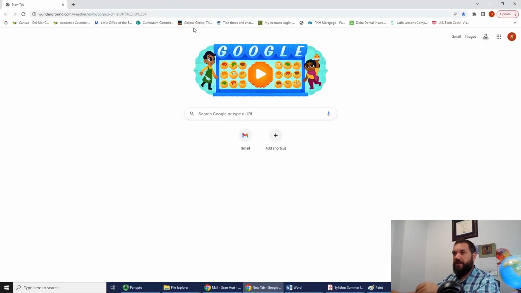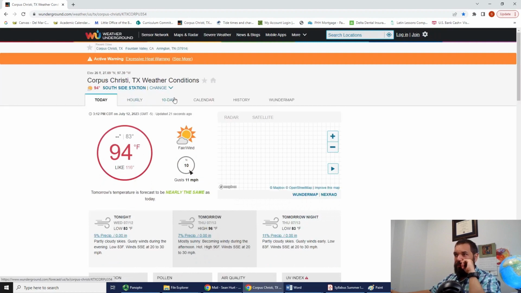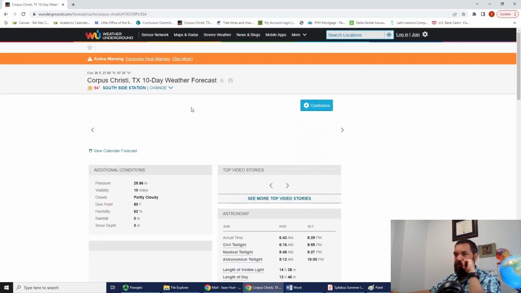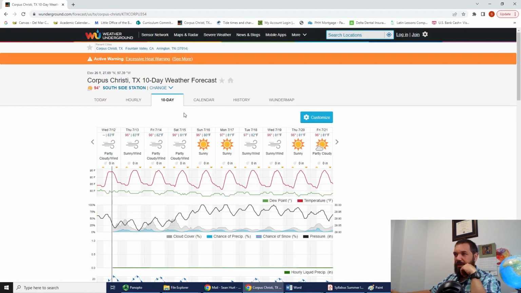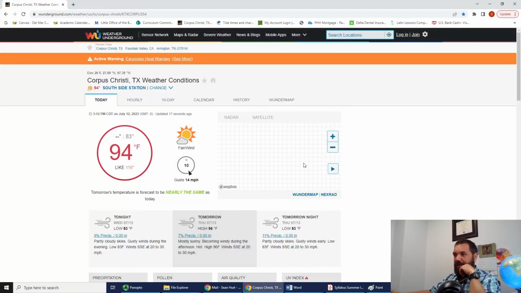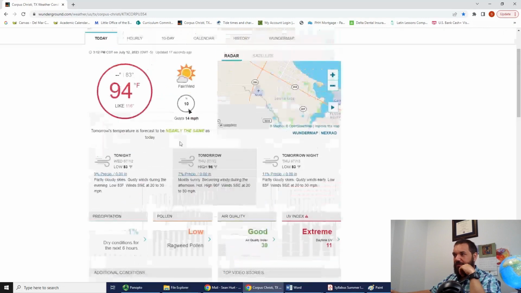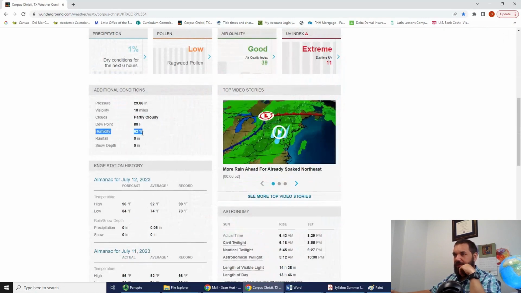I'll go to Corpus Christi, Weather Underground, and I want to check the weather. Of course, there's an excessive heat warning today, as always in summer in Corpus Christi. And I want to know the humidity, right? So if I go to the humidity, I'm trying to see where it is. Humidity, you'll notice, is a percentage. That's relative humidity. It's the amount of water that the air contains versus how much it can hold, okay?